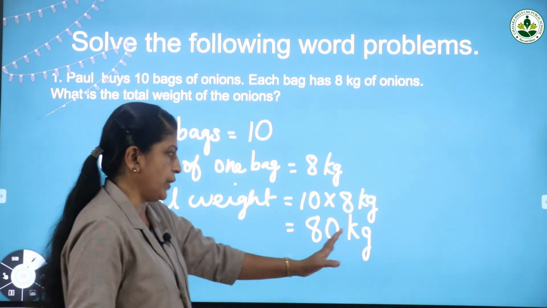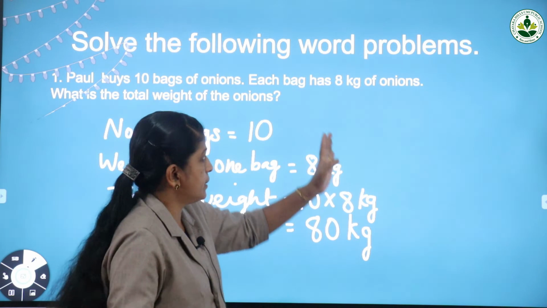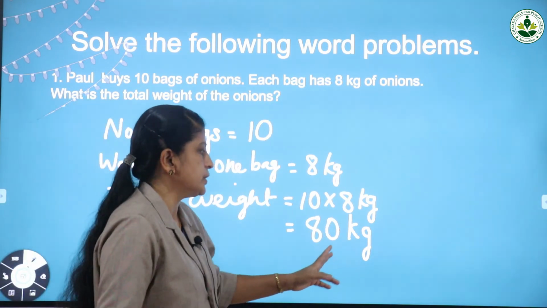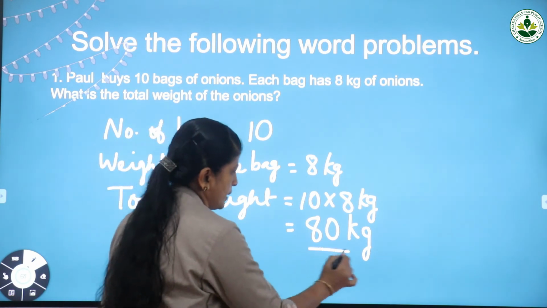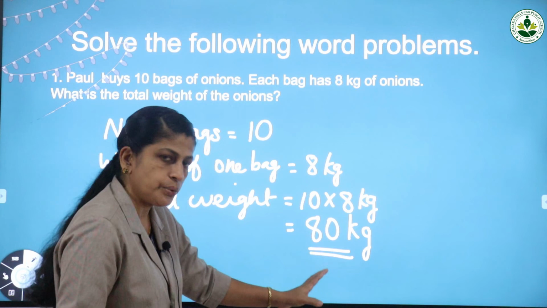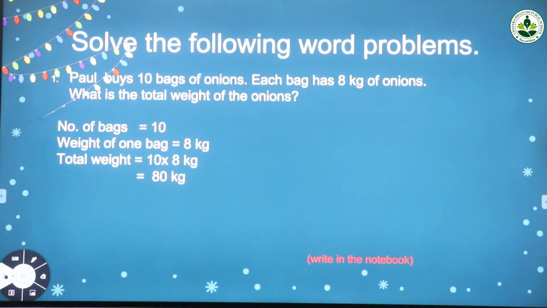The units for weight are gram, kilogram or milligram, and here the weight is given in kilogram. Therefore, the total weight also you should write in kilogram. Whenever the units are given, you should mention that unit in the answer also. Write this in the notebook.